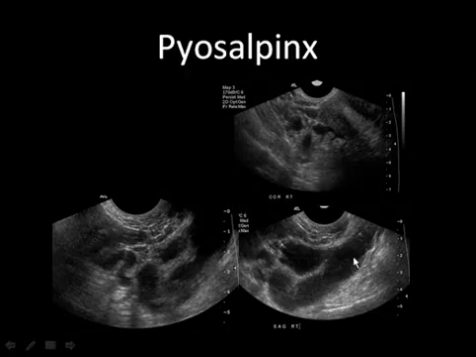Now when pus fills and dilates the tubes, we get a pyosalpinx. This presents with thickened cysts and cystic masses in the adnexa. When you try to elongate this in a separate plane, you may see that these are elongated into dilated tubes, and sometimes a cine clip may help and show that these cysts interconnect.